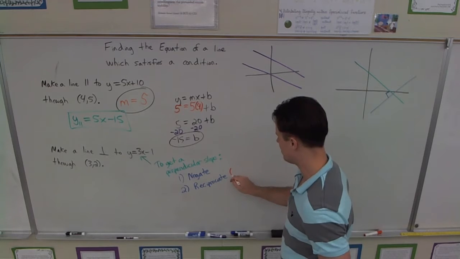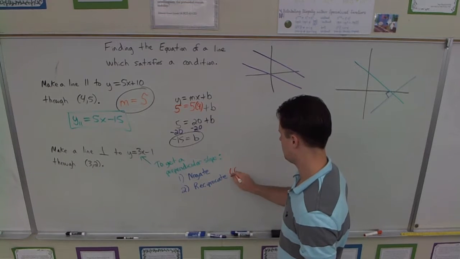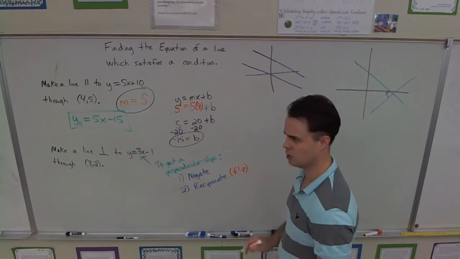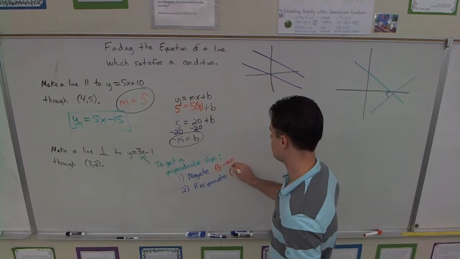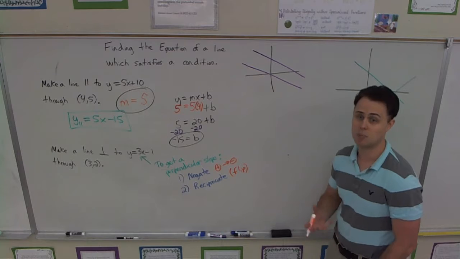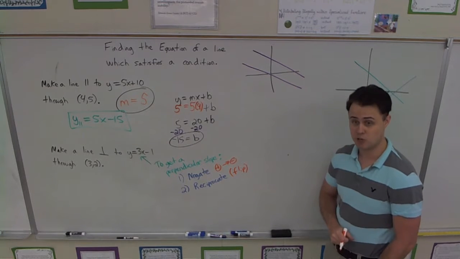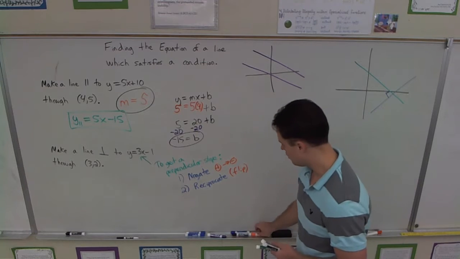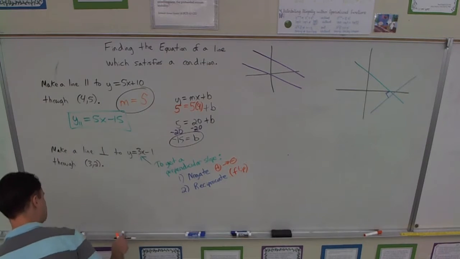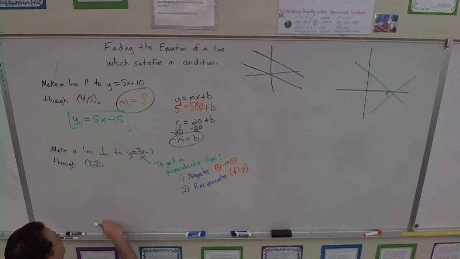A nicer word for reciprocate might be flip. And for negate, a nicer word might be positive turns to negative and vice versa. Opposite. In fact, that's the way a lot of people say it, opposite reciprocal. Very good. So you guys are totally able to do this. You just gotta practice. That's all it takes, practice.